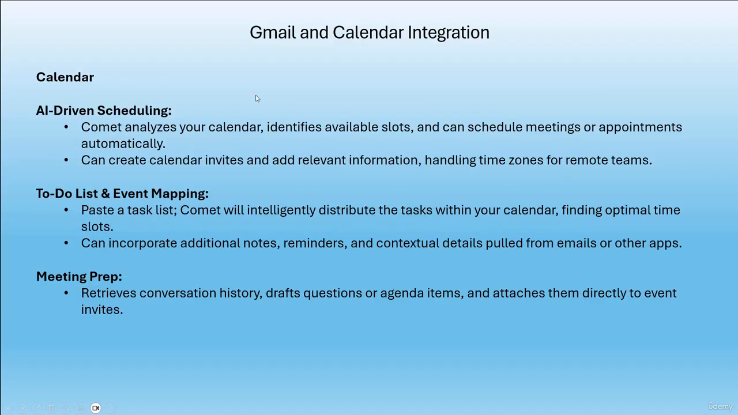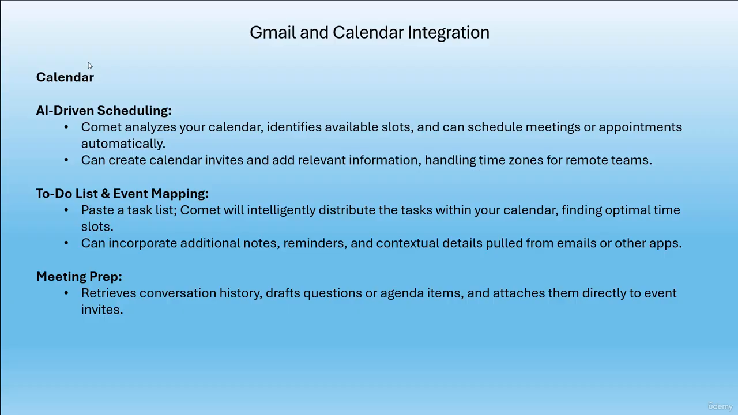Okay, and then on the calendar side, we've got AI-driven scheduling. Comet can analyze your calendar, identify available slots, and then schedule meetings or appointments automatically. It can create calendar invites and add any relevant information that might be necessary. It even knows how to handle time zones for remote teams.